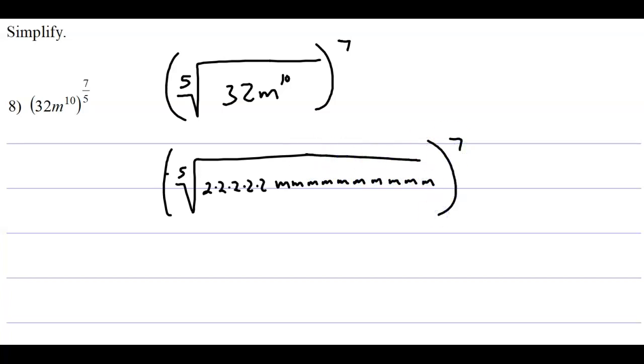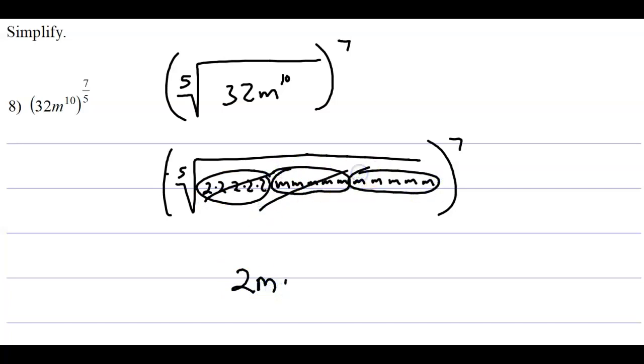And we're looking for groups of 5, which I have one for the 2's, so I can write a 2. I have another group of 5 m's right here, so I can take an m out. And I've got another group of 5 m's, so I can take another m out. And once again, there's nothing left on the inside, so we don't need the radical anymore. I can go ahead and put those 2 m's together, though, as m squared, so let's do that.